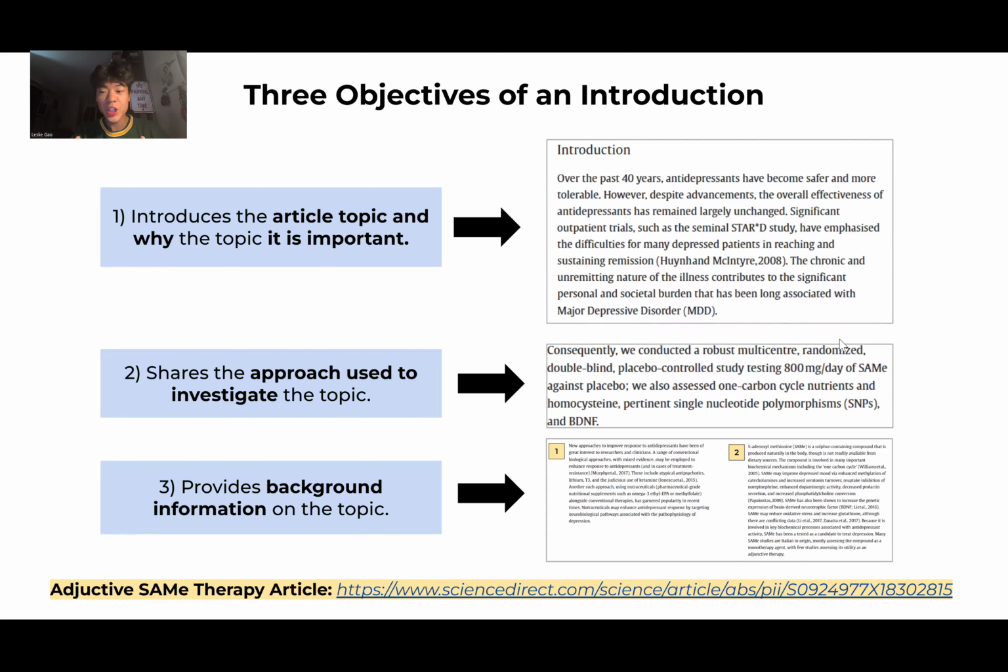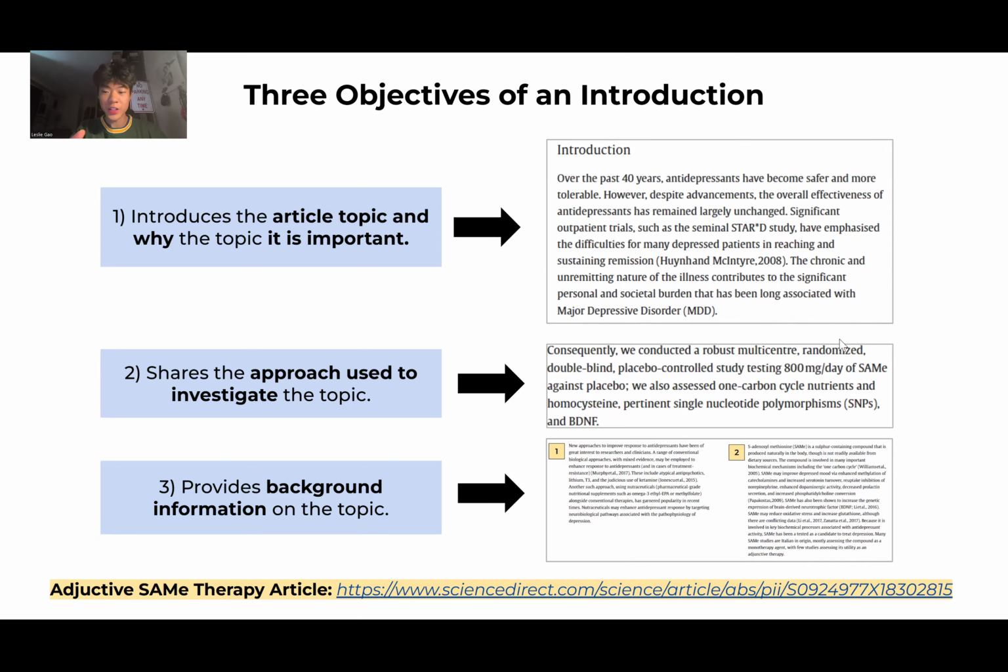So there are three major objectives of an introduction. First, it should introduce your topic and explain why it's important. You need to give the reader a reason to care about the problem you're investigating. Second, it should communicate the approach being used to investigate the topic. And third, it should provide background information necessary to understand your research.